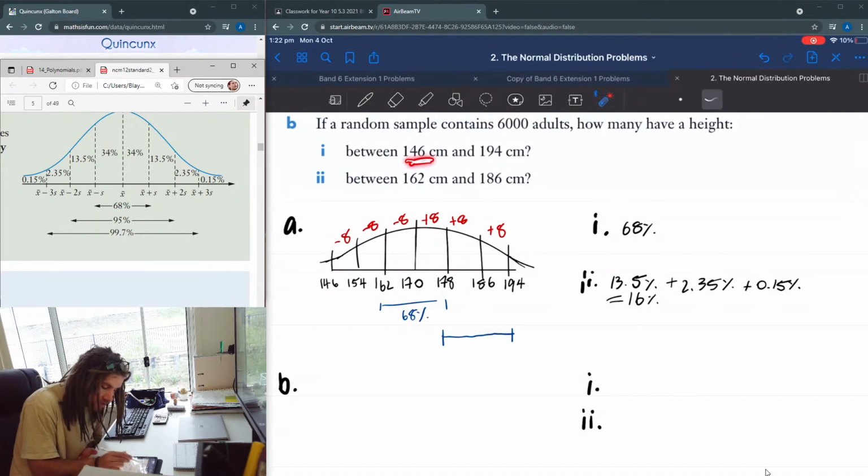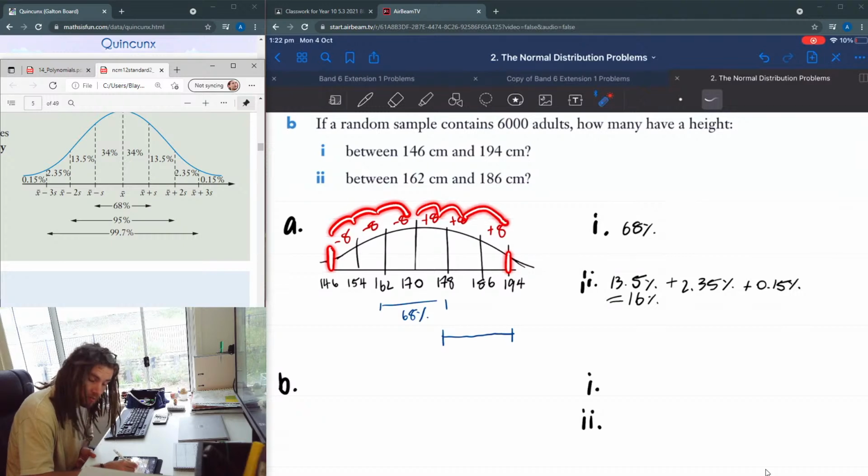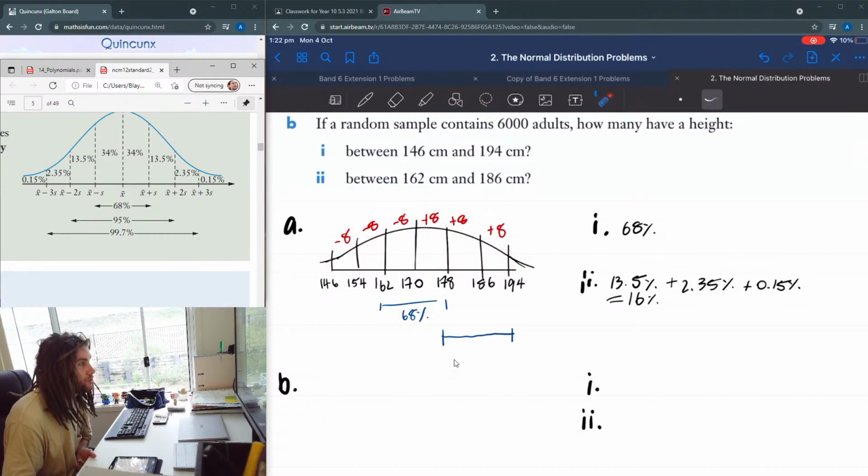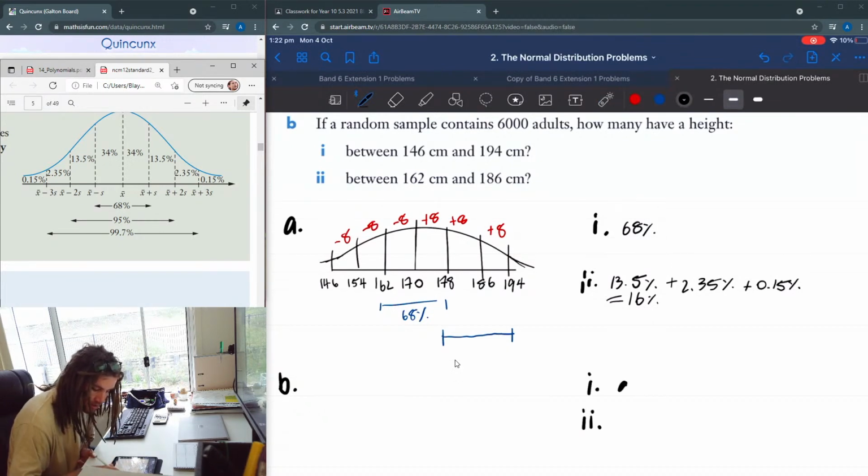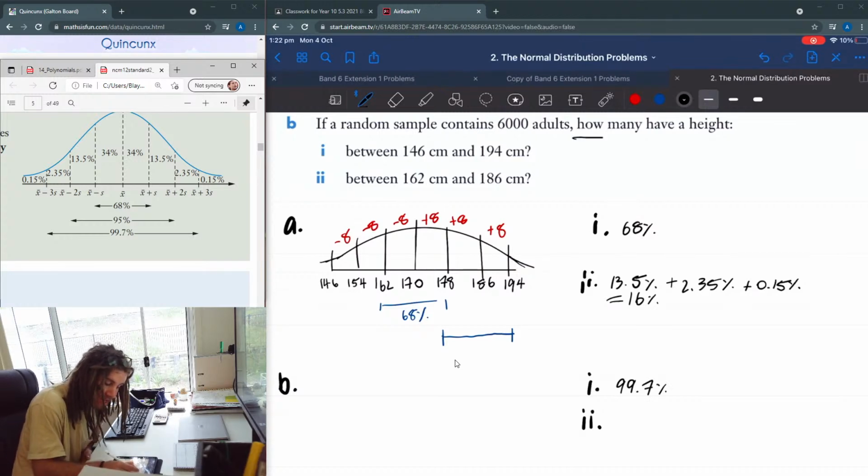So 146 and 194. So 146, that's 1, 2, 3 standard deviations away. And the 194 is also 3 standard deviations away. So that's all of this, which, looking at my thing, is 99.7%. And I want to know how many people.